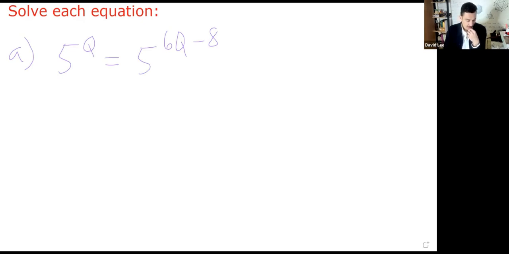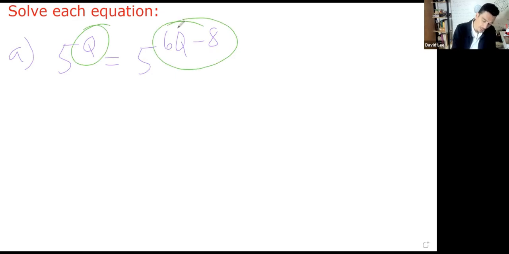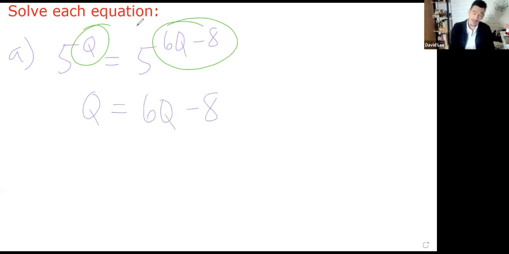But let's see. Notice that this is 5 and this is 5. Can we all agree that because the 5 is equal to the 5, it would be a logical conclusion that the exponents would also have to match? Couldn't we say that q equals 6q minus 8? After all, the 5 and the 5 match, so this exponent has to equal this exponent.